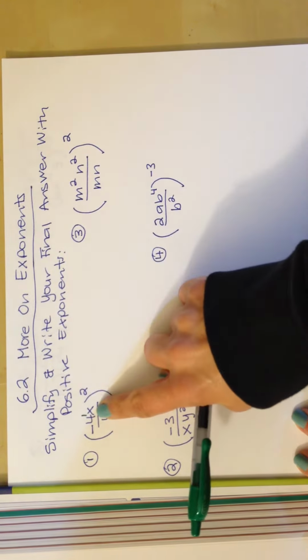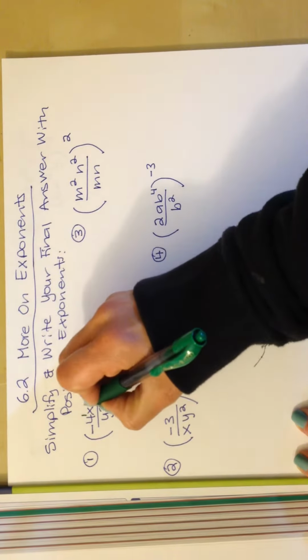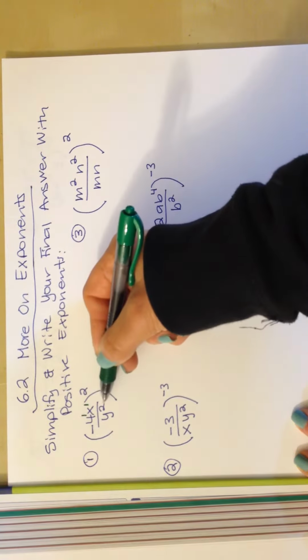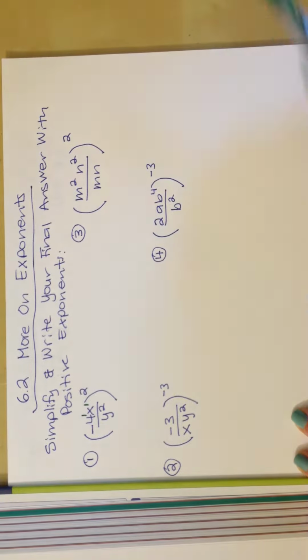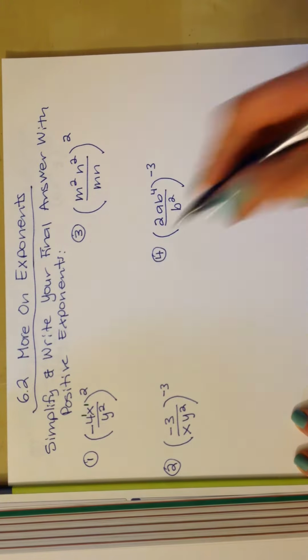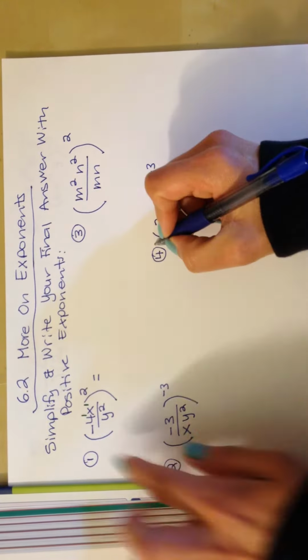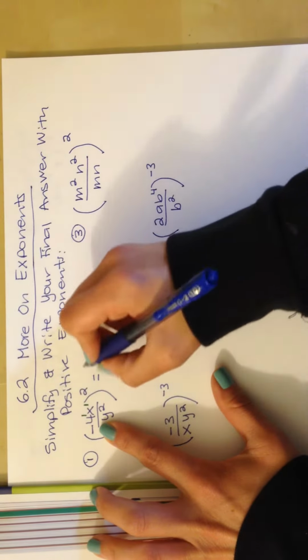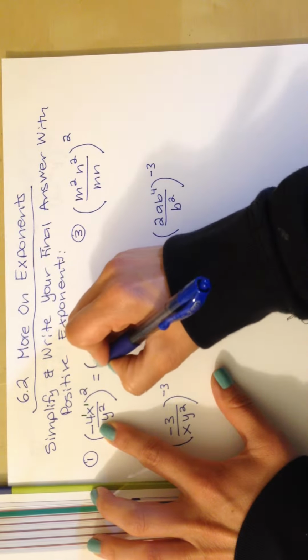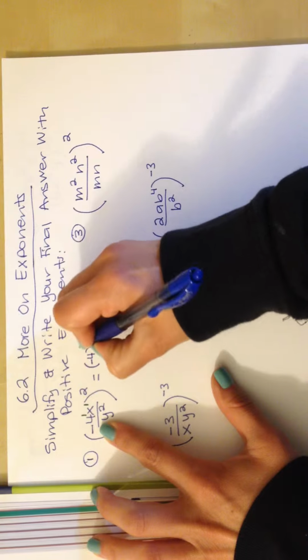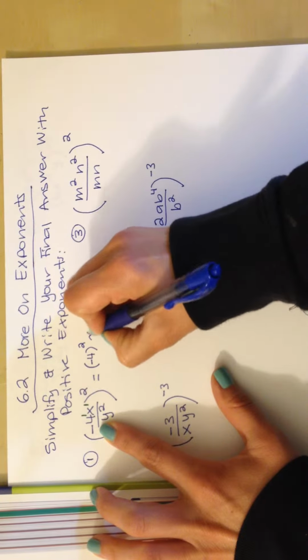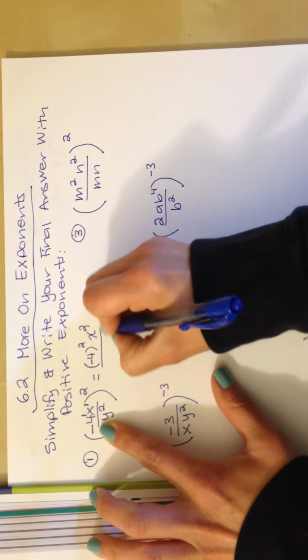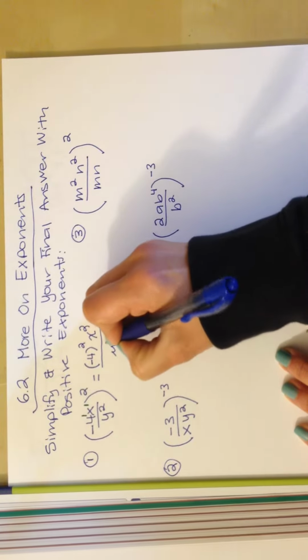So 4 has an exponent of 1, x has an exponent of 1, and y has an exponent of 2. So you multiply your exponents. When we start with a negative 4, it should be put in parentheses. We have negative 4 squared x squared over y to the 4th.